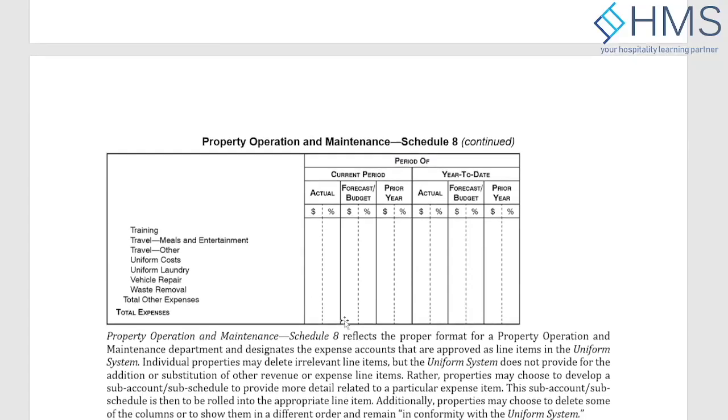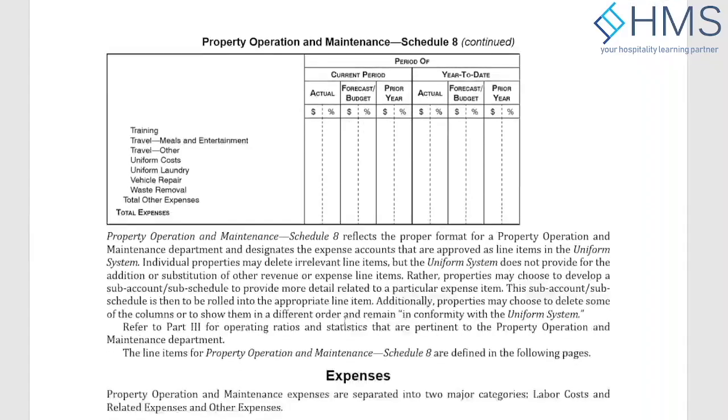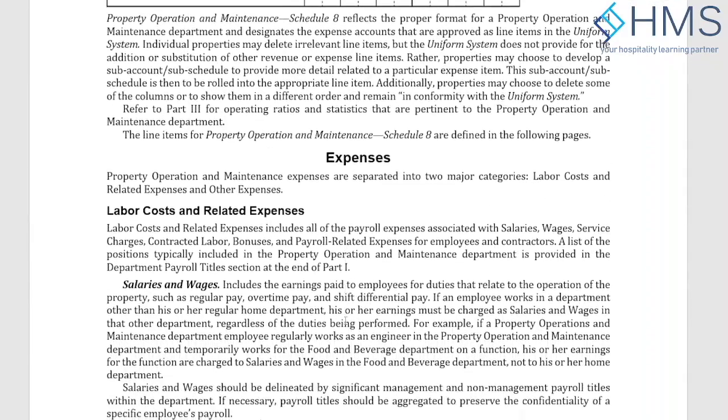Okay. Then there is property operation and maintenance expenses. Again, this department has also had quite a major overhaul from the standard practices that we followed before the 11th edition of USALI. So there are many things, many new line codes introduced in this department as well.